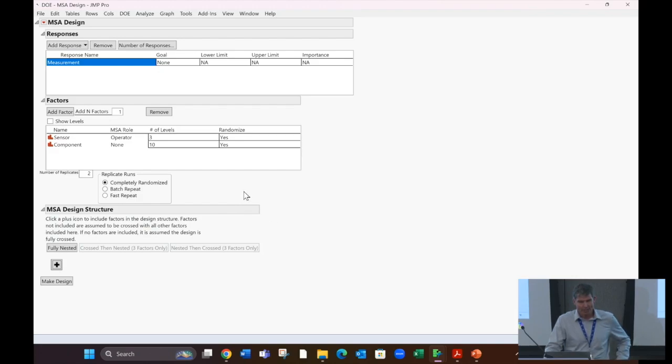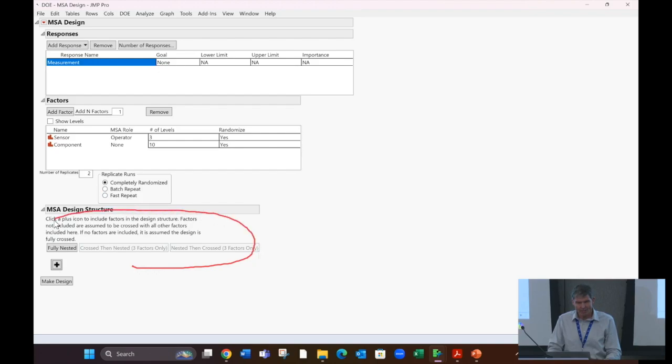So in this particular case, there's a couple different ways that you could have this, whether you want it completely randomized, batch repeat, or fast repeat. I'll show you real quick on a slide when we get to that. It's how do you want to do this? Do you want to measure all the parts first, or have an operator measure all the parts first, or have every operator measure that same part first? What's your scheme? Or would you like it completely randomized? Guess what is best? Did we say we like randomization in here? We love randomization. So we'll keep it with that.